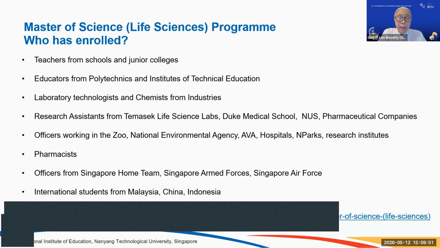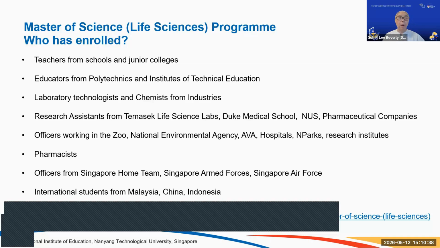So many are teachers from schools and junior colleges. We also have primary school, secondary school teachers. There are educators from the institutes of higher learning as well, polytechnics and ITE, who have also enrolled in our program. People who work in the science or biomedical industries, like laboratory technologists and chemists from industries. People who have embarked on a career maybe more related to science research. So we have had people who have been working in Temasek Life Sciences Lab, Duke Medical School, NUS, pharmaceutical companies. These are people who have pursued research careers.